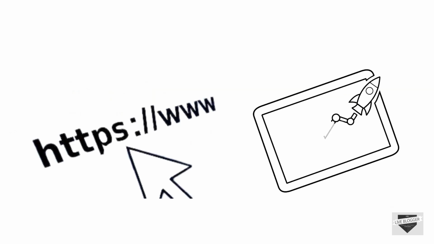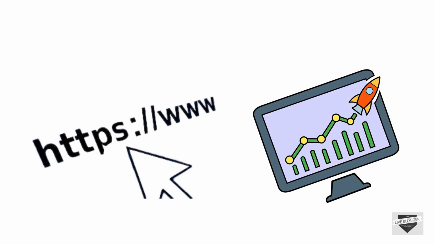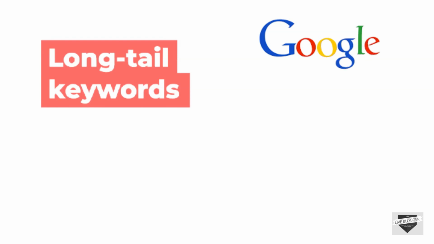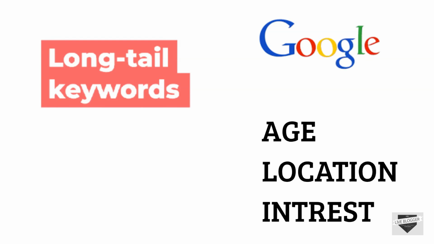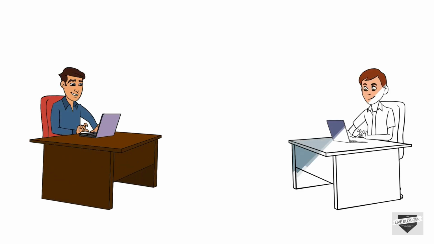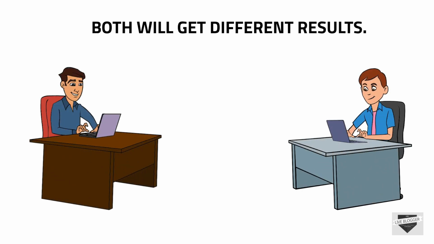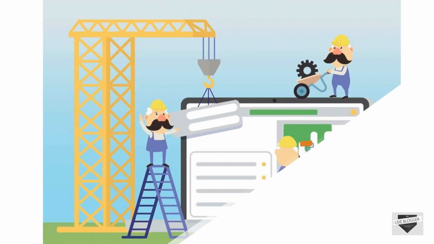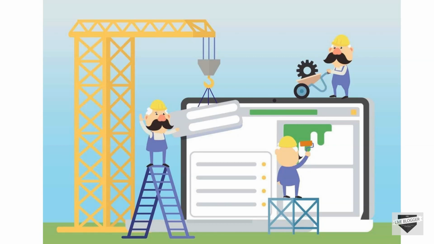The third reason is that long tail keywords increase the chances of your website getting more reach. If anyone searches for a long tail keyword, modern Google search results are far more customized according to age, location, interest, etc. This means if 2 different persons enter the same search keyword, they both will get different results. Long tail keywords can help you to optimize your website for various categories of searches because they are more special.